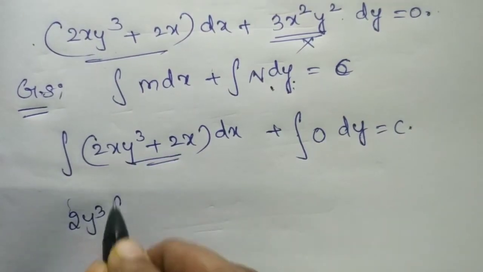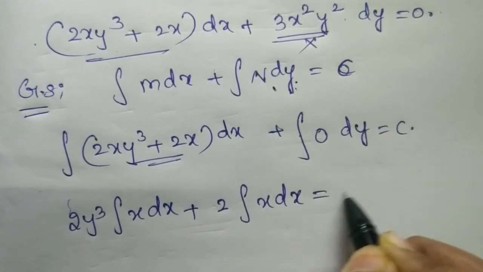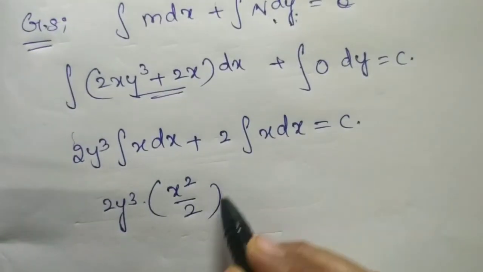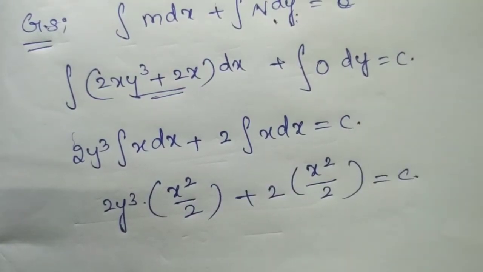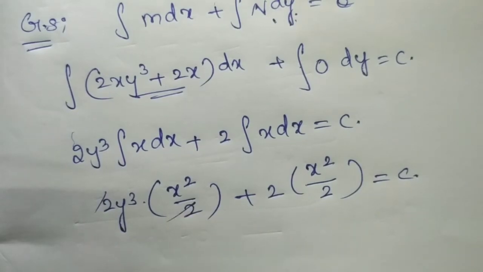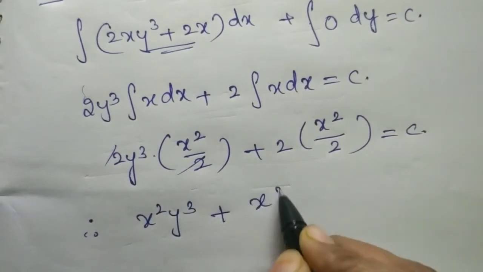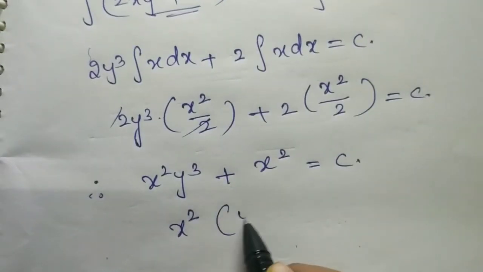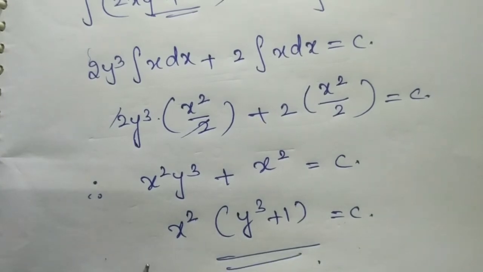So 2y cube into integration of x dx plus 2 into integration of x dx equal to c. So 2y cube into integration of x dx is x square by 2, plus 2 into integration of x dx is x square by 2. So therefore here the 2 cancels. So therefore x square y cube plus x square equal to c. So here I am writing this as x square into (y cube + 1) equal to c. So this is our required general solution.